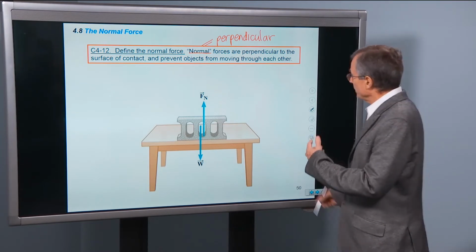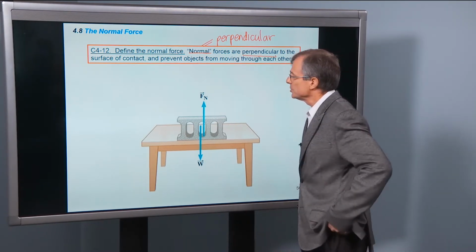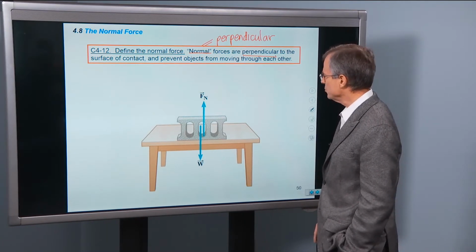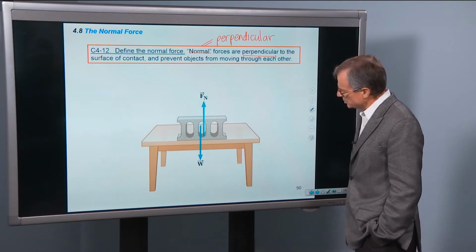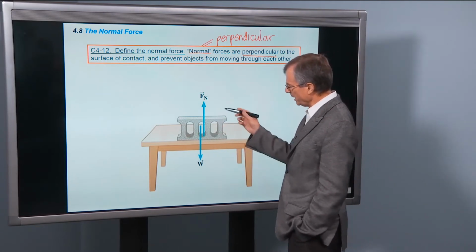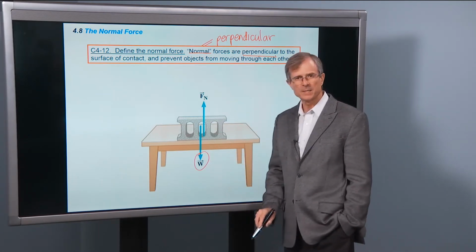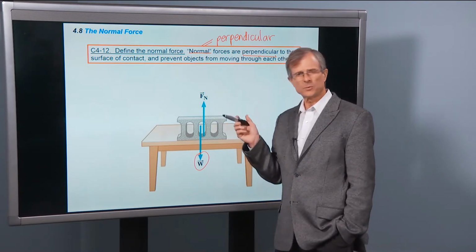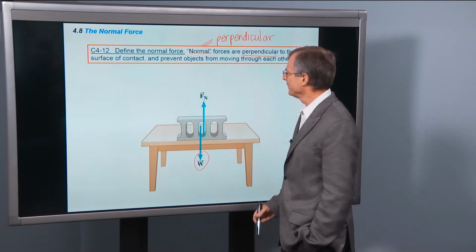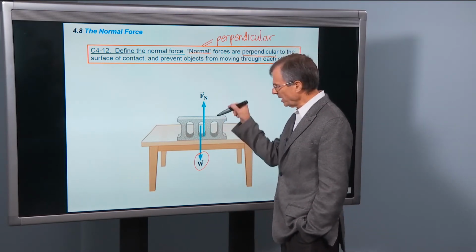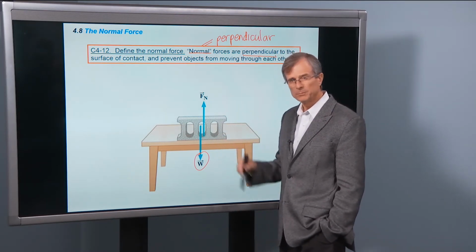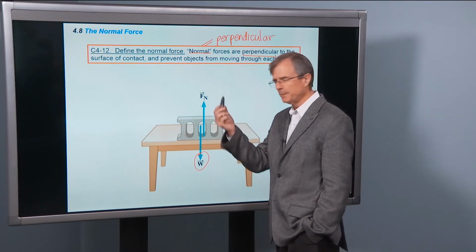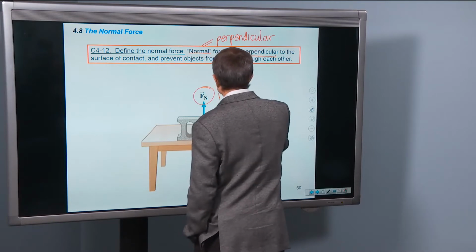Normal forces are perpendicular to the surface of contact and prevent objects from moving through each other. So if we have a concrete block here and it has a weight W, then what this normal force does, its job in life, is to prevent this concrete block from falling through the table, from moving through the table. It exerts an upward force holding it up. So this is the normal force.